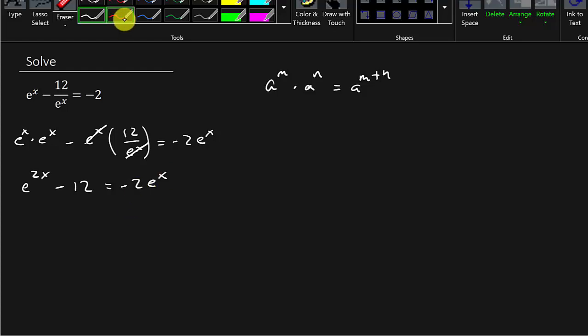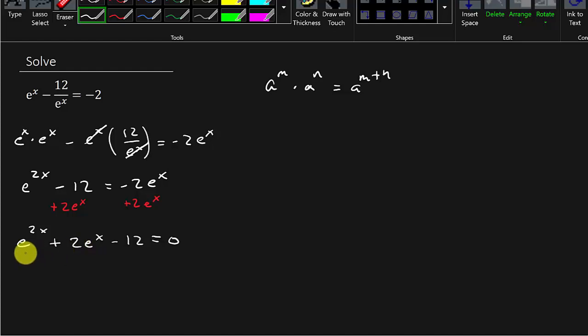Let's add 2 e to the x to both sides. And so that's going to give me e to the 2x plus 2e to the x minus 12 equals 0. All right. Now, how do we go about solving this?